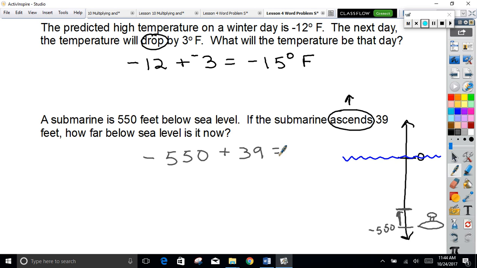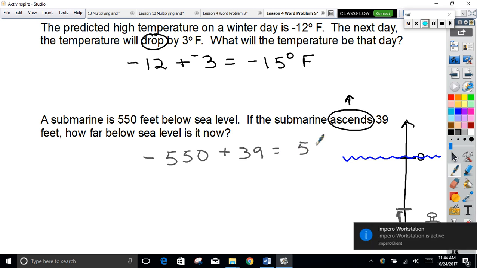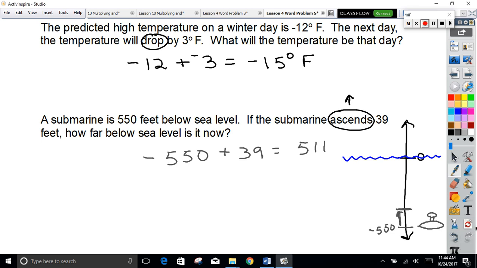Add 550 plus 39 and you get -511. Okay, wait a second. If you added those, you didn't actually get that. What did you actually have to do to the absolute values of the numbers to get that answer? Because if I do 550 plus 39, I get 589. So what did you do to get 511? Yeah, you actually subtract because the signs are different. So 550 minus 39 is 511. And you can see by our picture that the submarine did not go up far enough to have a positive number. It's still negative.